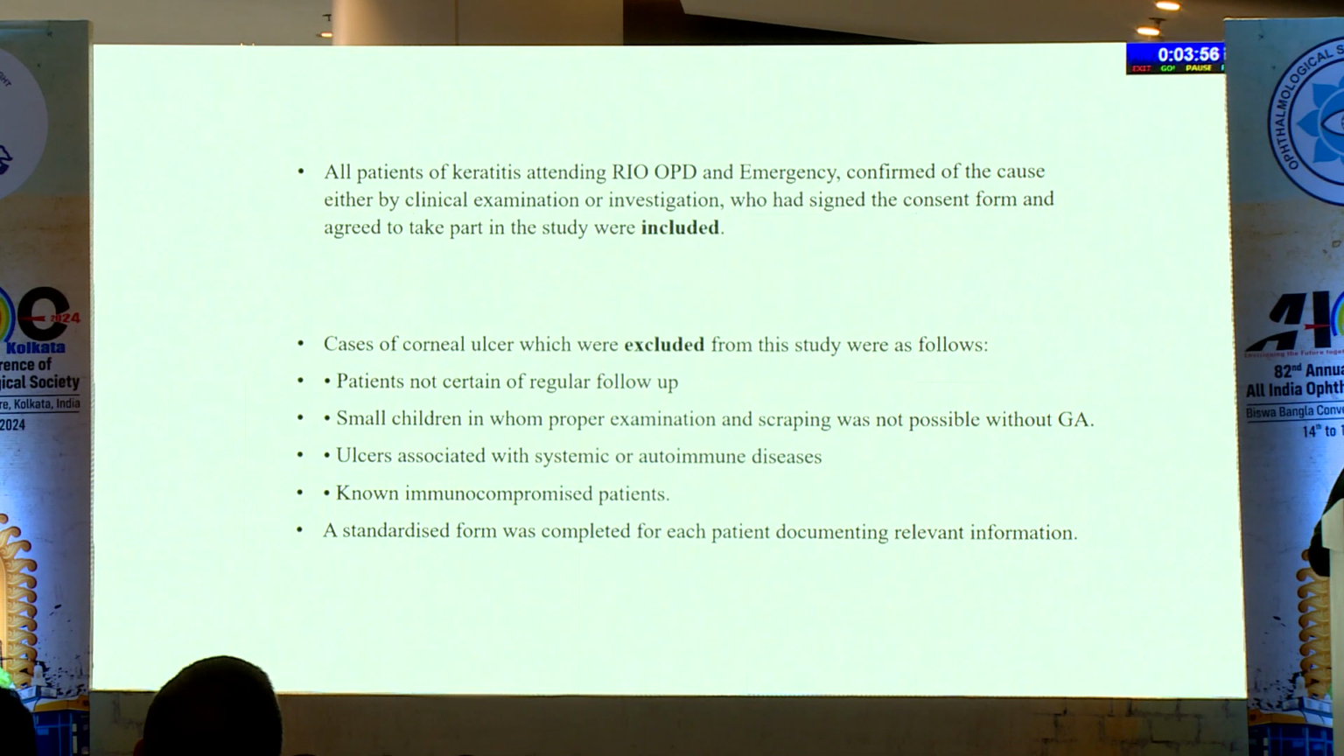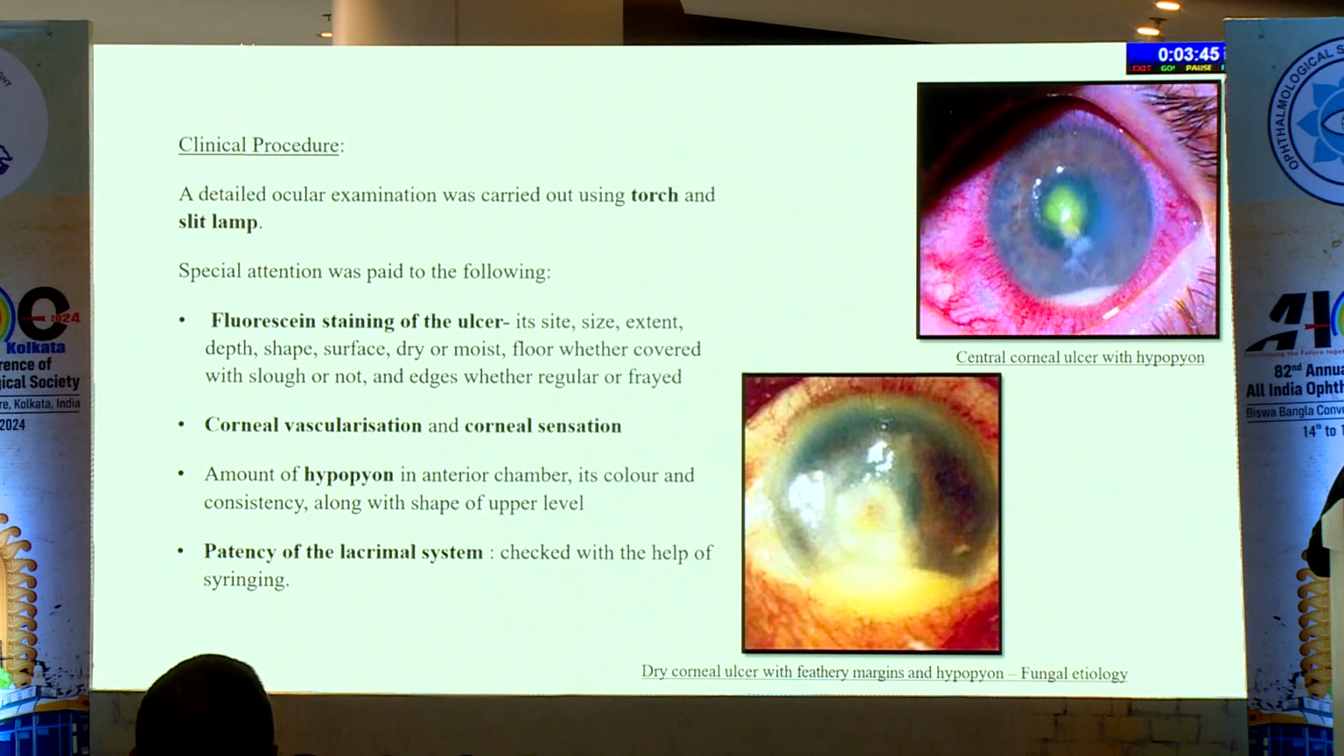Cases which were excluded included patients not certain of regular follow-up, small children, ulcers associated with systemic or autoimmune diseases, and known immunocompromised patients. A standardized form was then completed. Clinical examination was done using a torch and slit lamp. Special attention was paid to fluorescent staining of the ulcer, corneal vascularization, and sensations. The amount of hypopyon in the anterior chamber was noted.